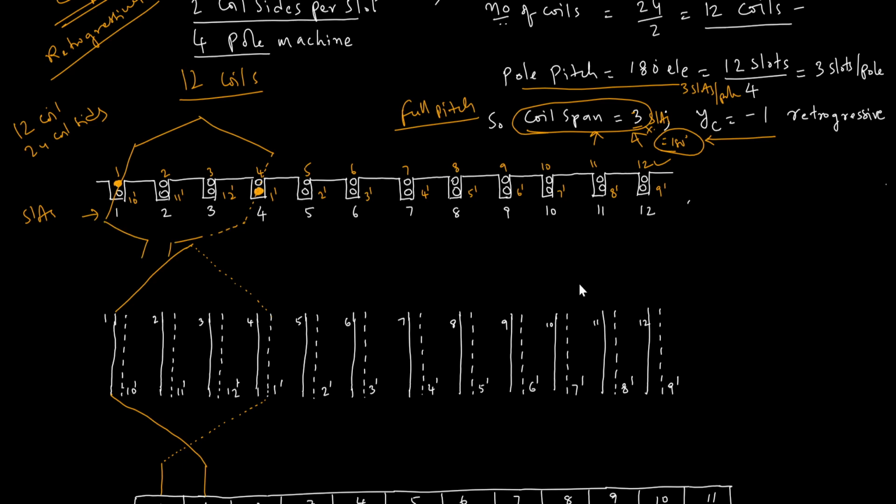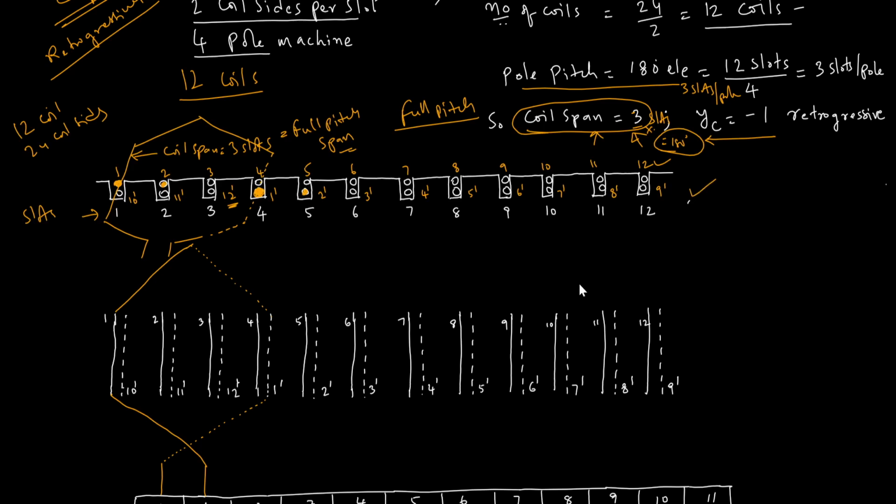So the first side is top of slot 1, and the other side is bottom of slot 4. So the coil span is 3 slots, which is equal to full pitch span. Likewise, the second coil will be placed in 2 and the bottom of 5. Likewise I numbered 1 dash, 2 dash, 3 dash to 12 dash, the other sides of the coils.